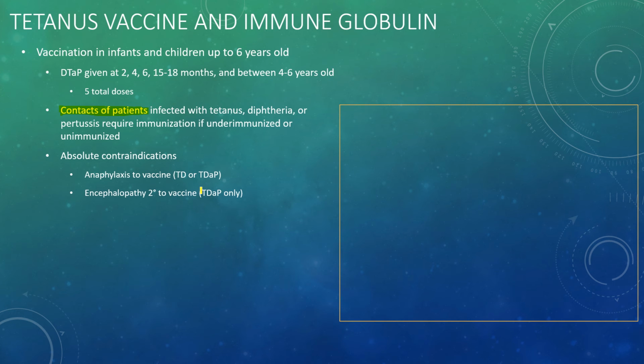If you have encephalopathy secondary to the vaccine, such as seizures or altered mental status, you don't want to give Tdap. All right? If you have encephalopathy, you can still give TD, but no Tdap. If you have anaphylaxis, don't give either.